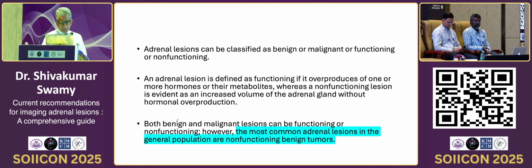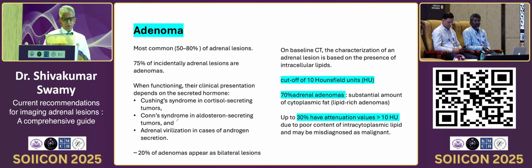But in general, the most common adrenal lesions are non-functioning benign tumors, encompassing nearly 75%. Very few will secrete hormones, and depending on which hormone they secrete, we have Cushing syndrome, Conn syndrome, or adrenal virilization. And 20% of adrenal lesions are bilateral. That is something we have to keep in mind.